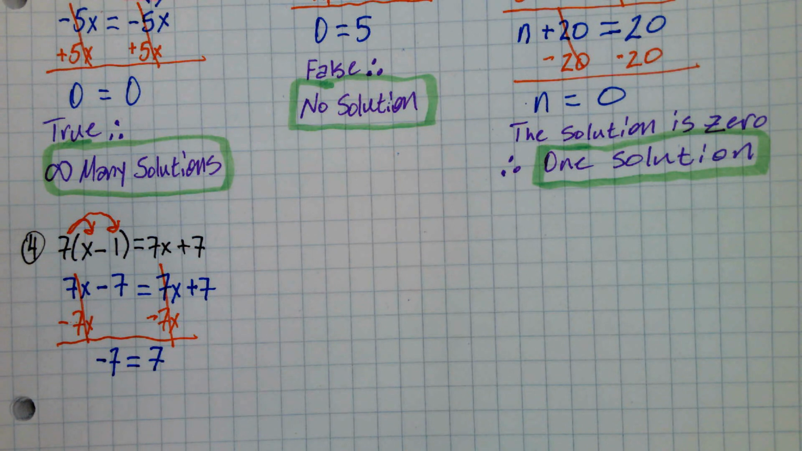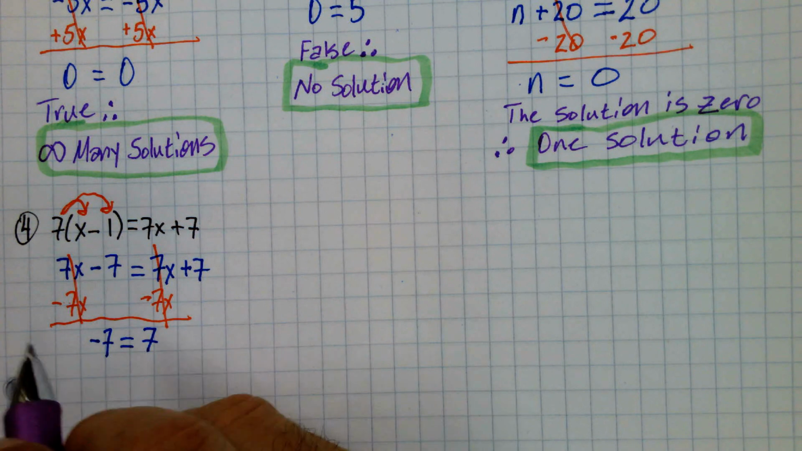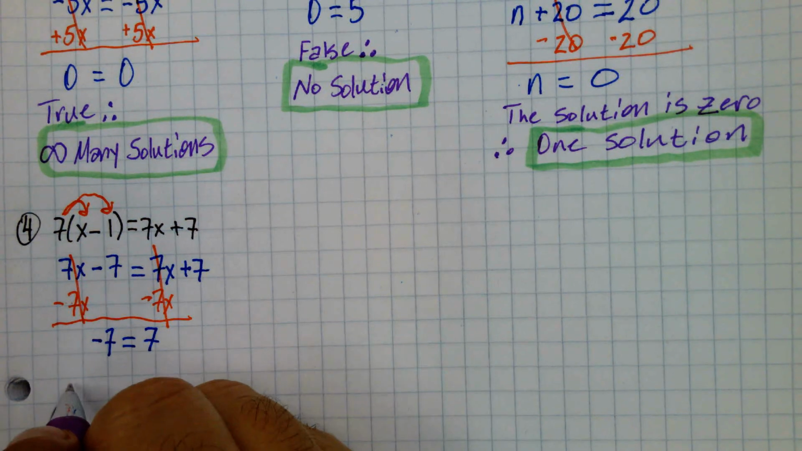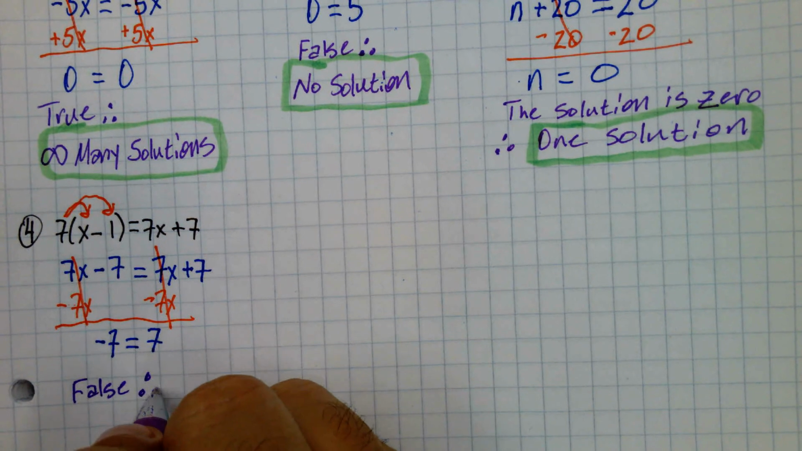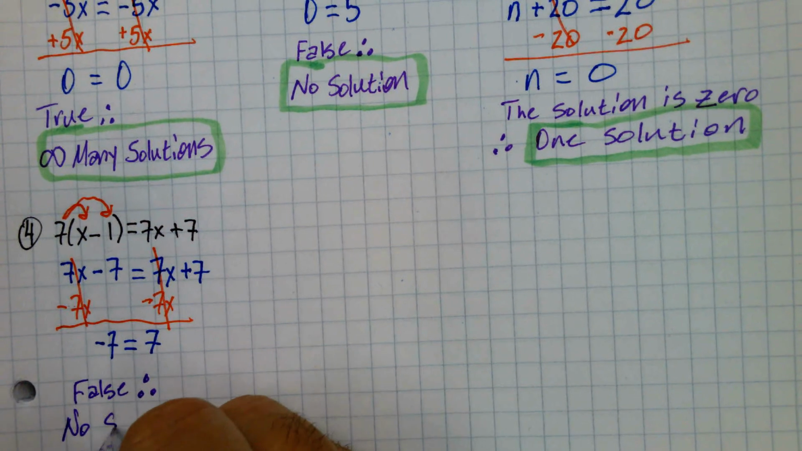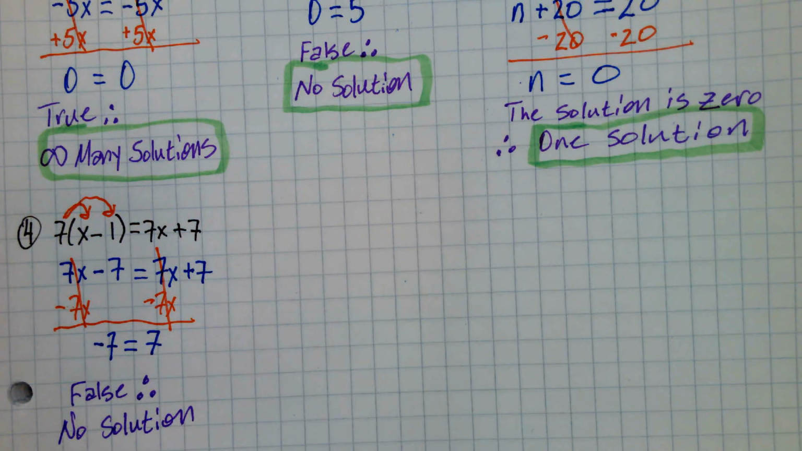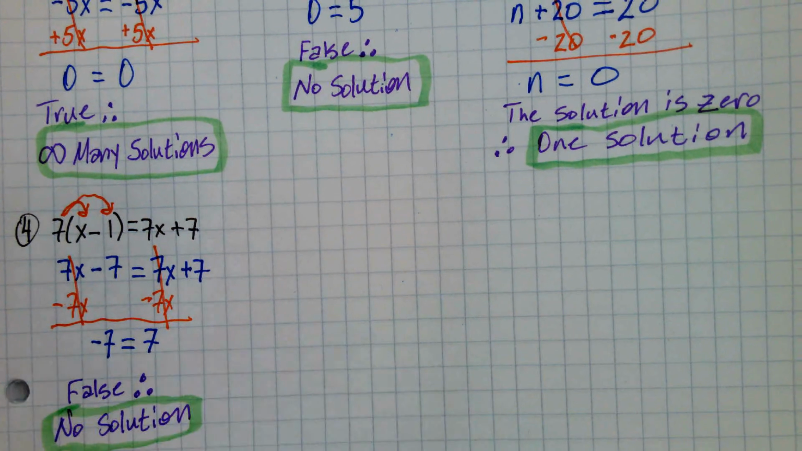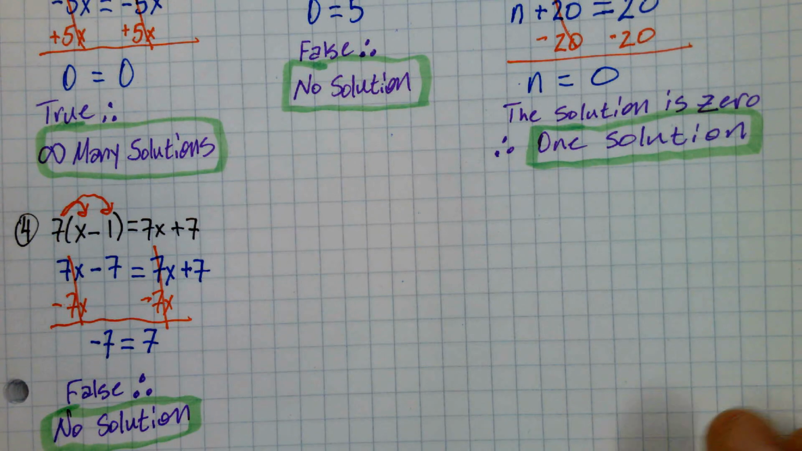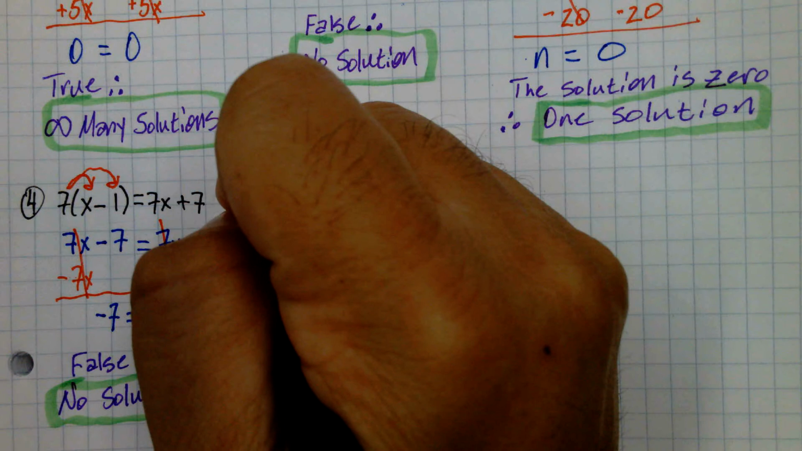Is that true or false? False. They may be the same number, but they have opposite signs. So this one is definitely false. Therefore, there is no solution. Okay. So what we're looking for here is the false. Just end up with a conclusion that there's no solution. Okay. All right. We'll do a couple more.